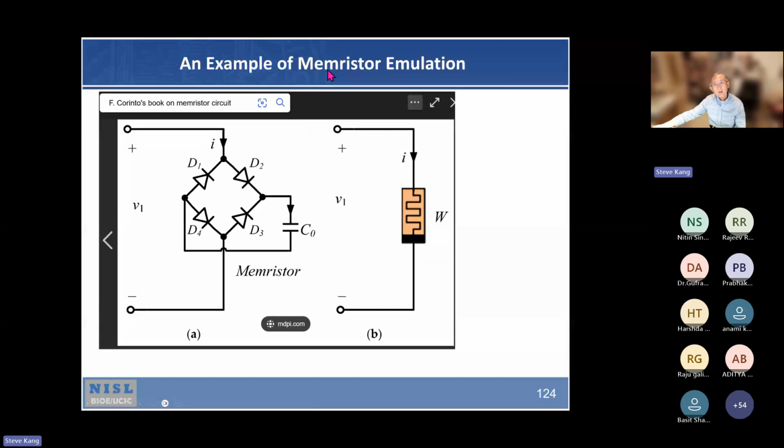So last lecture, people asked about emulation, right? Memristive emulation. So this is one example of an emulation circuit. It is a diode bridge with a capacitor, and they emulated some aspects of a Memristor, although not perfectly. But Professor Ranjan, I think, will have a lecture on emulation.